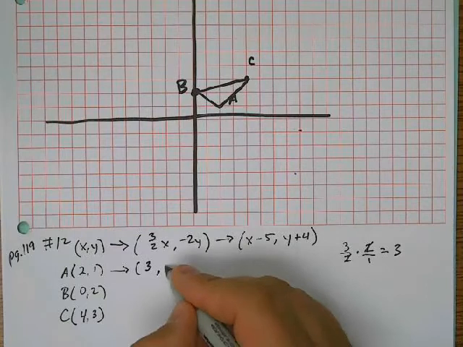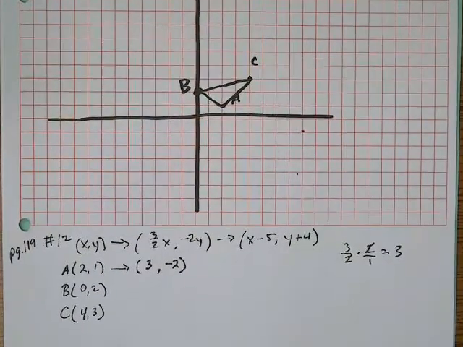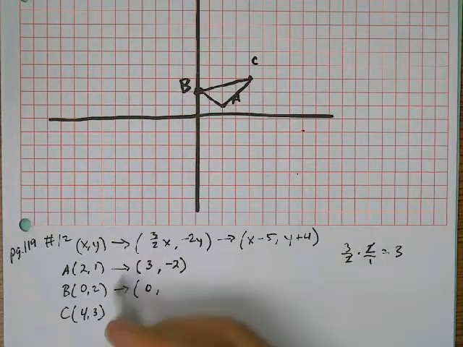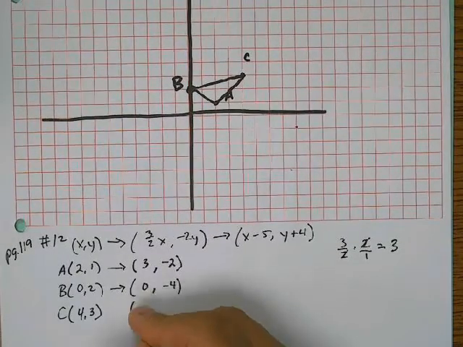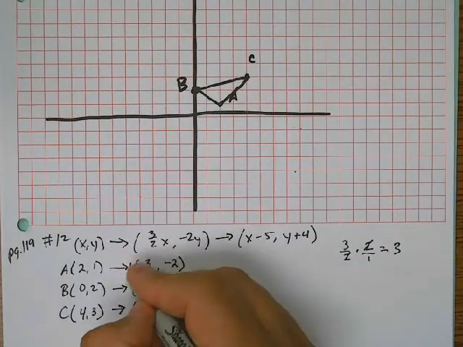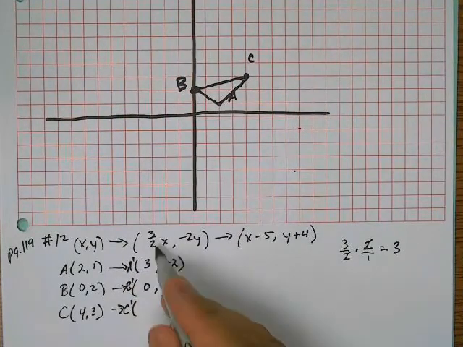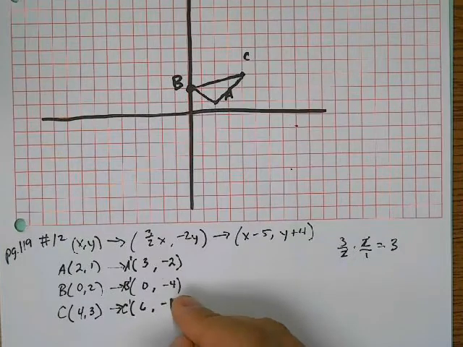1 times negative 2 is negative 2. Everyone okay with that? Keep going. 0 times anything, that's the easiest one, it's 0. 2 times negative 2 is negative 4. This is A prime, B prime, and C prime. 4 times 3 halves is 6. 3 times negative 2 is negative 6.